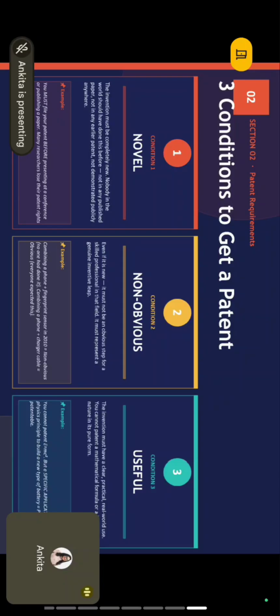Another example I'll give you is that you cannot patent a natural compound found in a plant just as it exists. But a specific method to extract it, purify it, and use it as a medicine, that can be patented. So everything you patent must be useful.